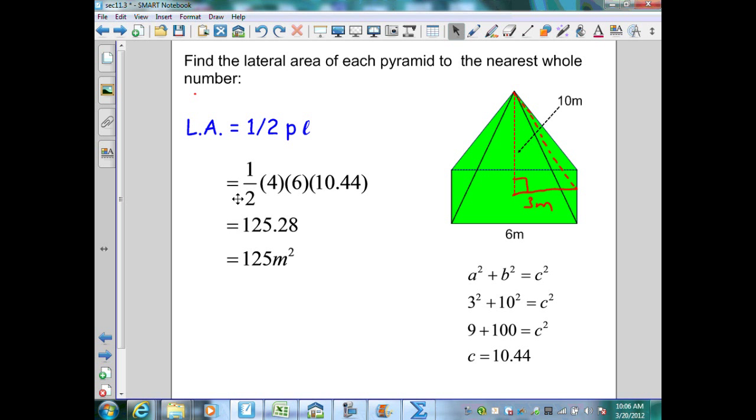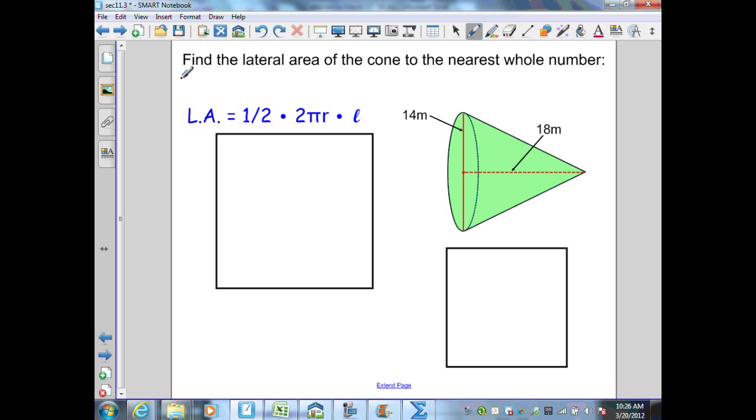When I substitute that into a calculator, I'm going to get 125.28. Rounding to the nearest whole number, I'm going to get 125 meters squared. Here they want me to find the lateral area of the cone to the nearest whole number.